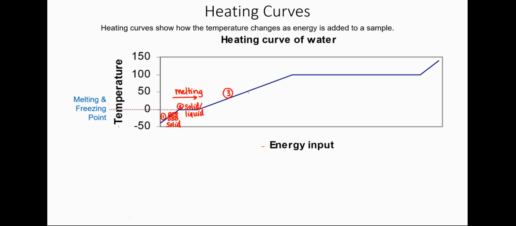At step 3, we'll have all liquid particles, and those particles are going to be farther apart. They're going to be free to move past each other. They're going to take on the shape of the container, but not its volume. And then at step 4, we'll have a mix of liquid and gas. At step 4, this will be our vaporization step.